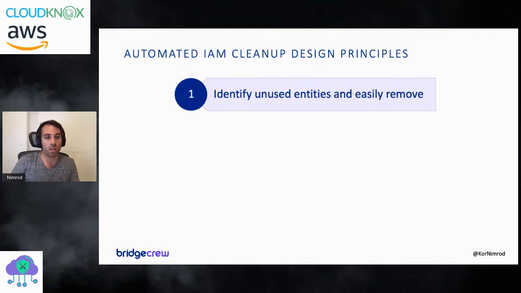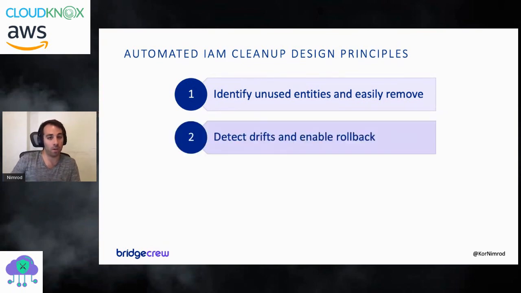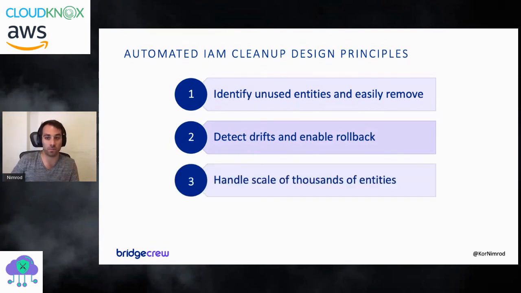So the first one is that we want to identify unused entities and easily remove them. When I say unused entities, I also mean unused policy attachments. So that means policies that are not in use at all by the role or user or group that has that policy attached. I want to also remove that. We want to be able to detect drifts and enable rollback. Let's say I made some modification and it caused downtime. For some reason, something went wrong. I can always roll back and make sure everything works.